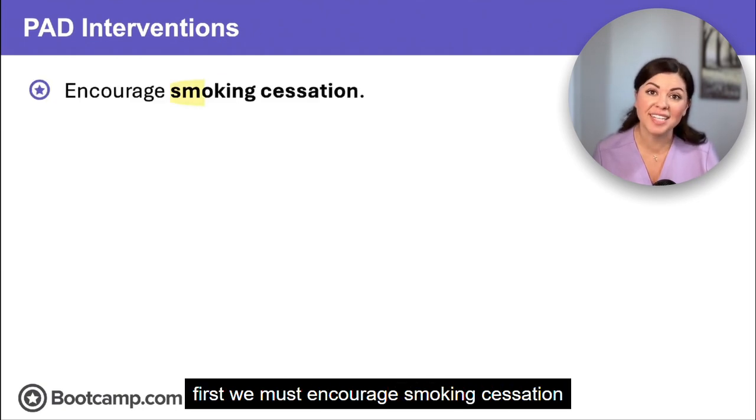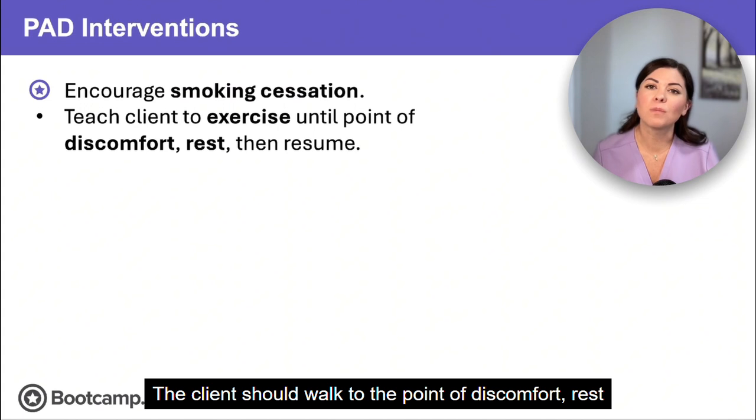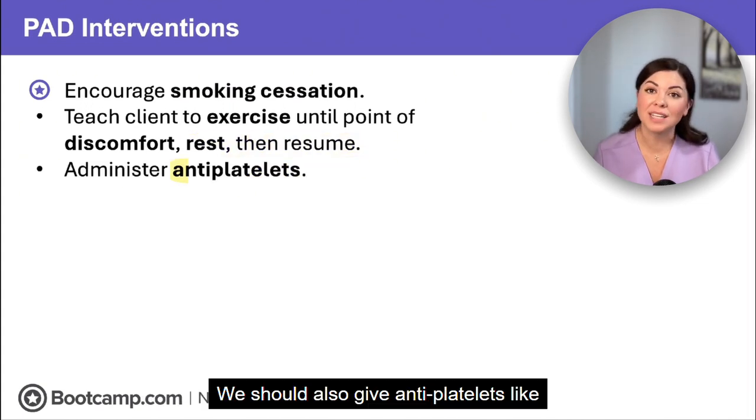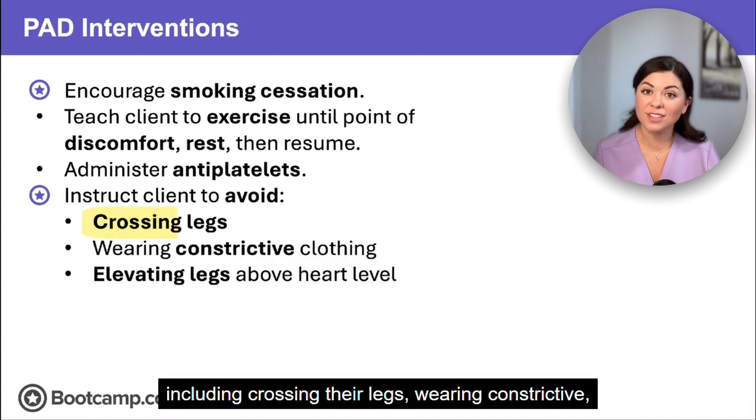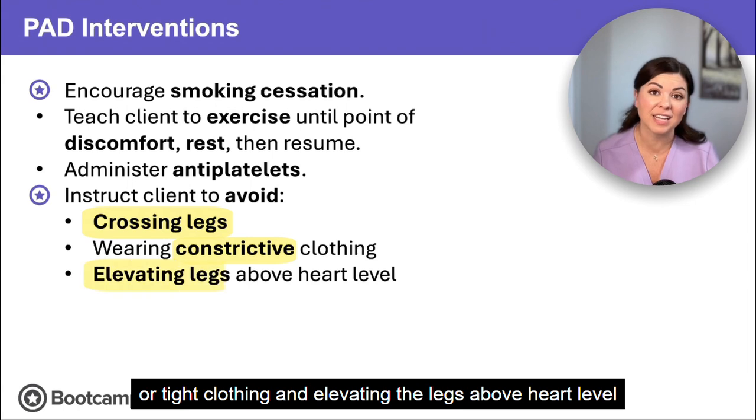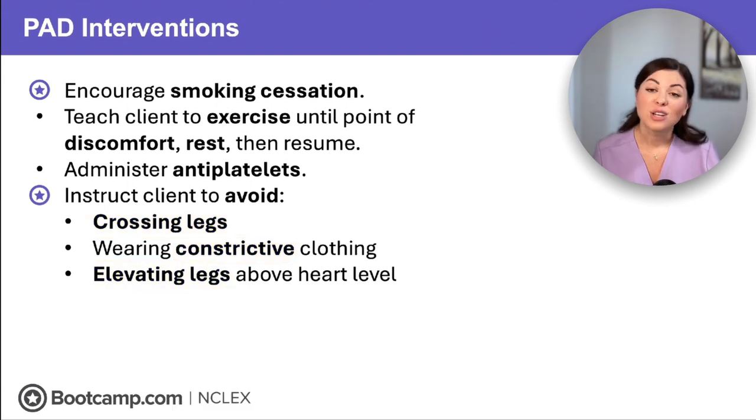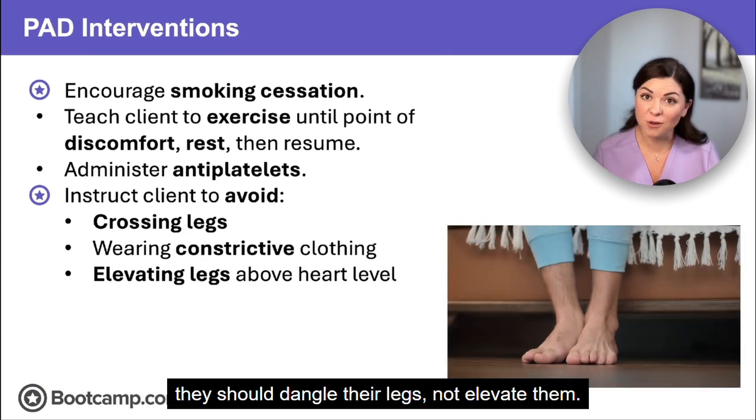Well, first we must encourage smoking cessation and structured walking. The client should walk to the point of discomfort, rest, and then resume the activity. We should also give antiplatelets like aspirin or clopidogrel. And there are 3 critical things clients must avoid, including crossing their legs, wearing constrictive or tight clothing, and elevating the legs above heart level, because these all further decrease perfusion. So remember, on the NCLEX, if we have a client with PAD, they should dangle their legs, not elevate them.